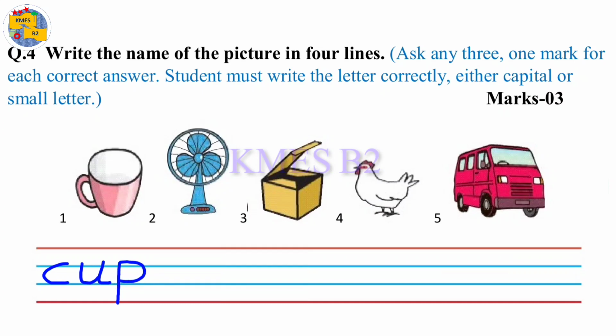C-U-P. Cup. Next picture fan. So we will write fan here. F-A-N. Fan. Box. This is box. So we will write here the spelling of box. B-O-X. Box.